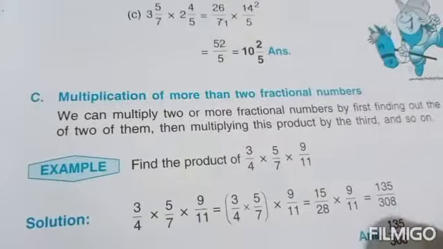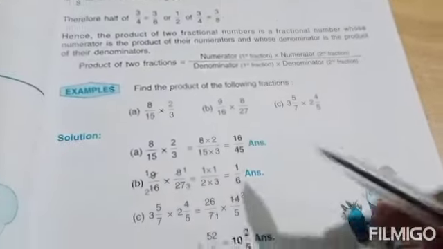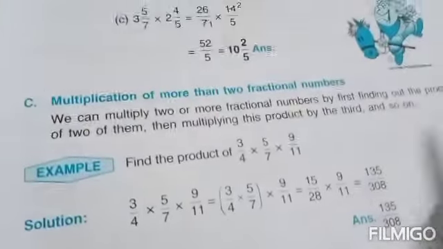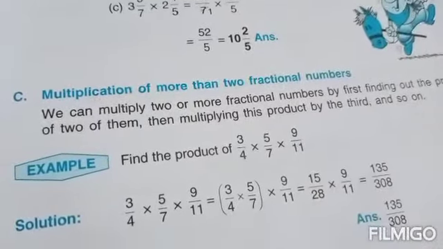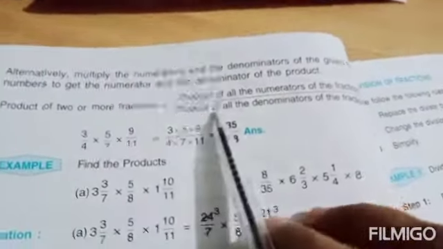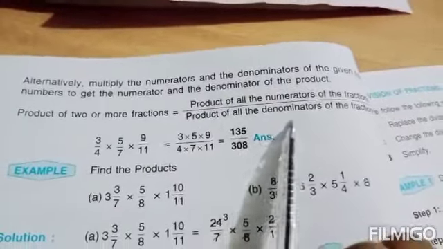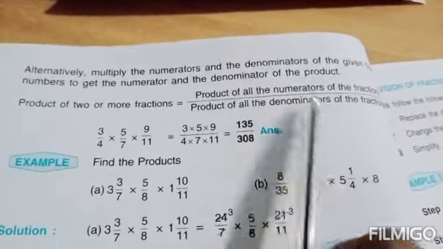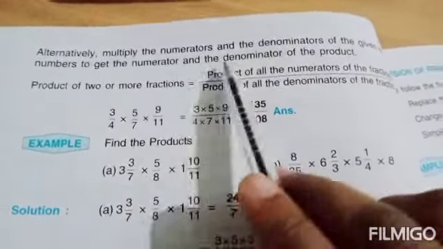Multiplication of more than two fractional numbers. It is the same as the product of two fractions. Same method only, that is, multiply the numerators, then multiply the denominators. So the product of two or more fractions is the product of all the numerators of the fractions by the product of all the denominators of the fractions. In this way you can find the product of two or more fractions.